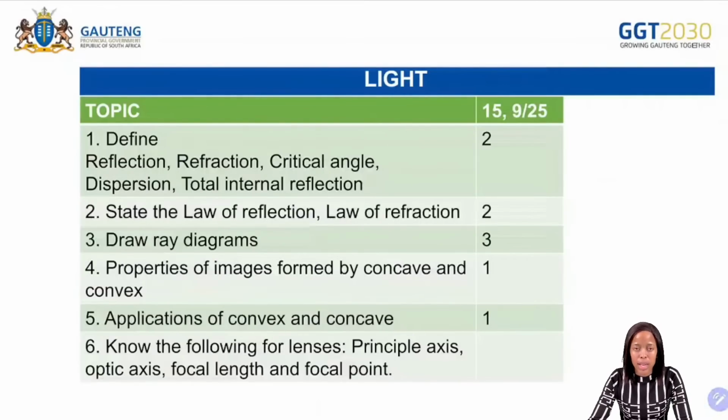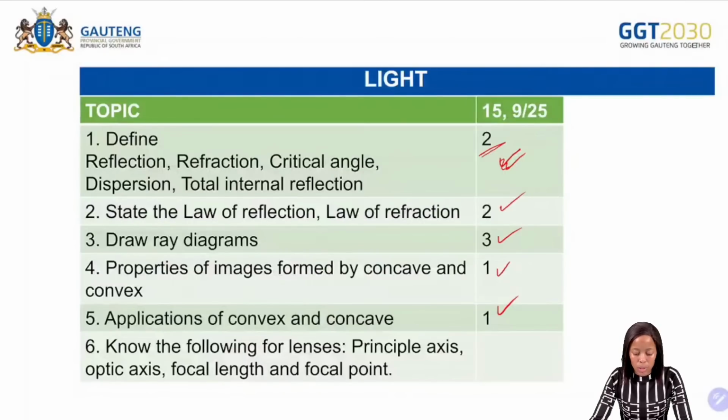And the next one, we have light. For light, make sure that you know the definition, which can get you 2 marks. Be able to state the law of reflection and the law of refraction, another 2 marks. Be able to draw the ray diagrams, and write the properties of the image formed by a concave and a convex. That means you must first be able to differentiate between a concave and a convex lens, and then at least know the application of the convex and the concave.